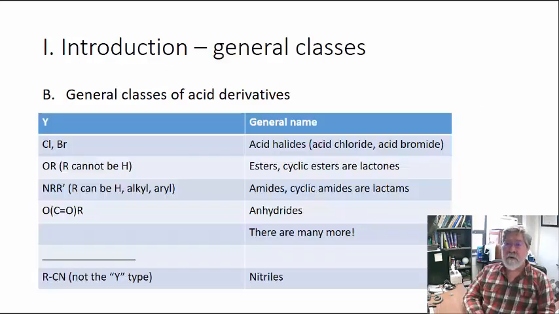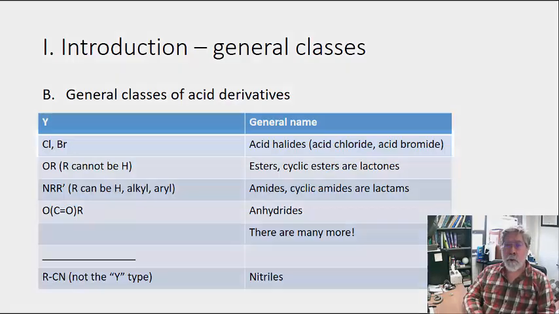There are 5 general classes of carboxylic acid derivatives that you need to know about, and they are listed here in this table. In the left column are the Y groups, and in the right column are the general names that correspond to the particular Ys.